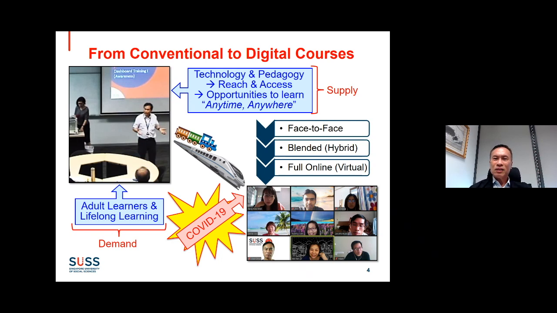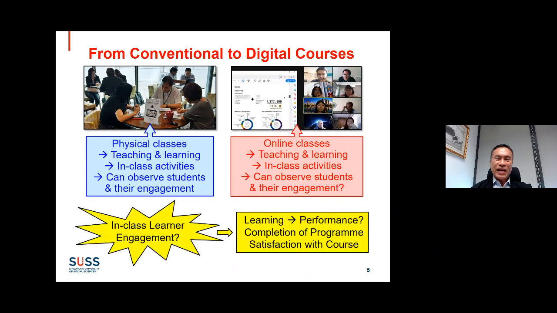So is there a difference? Are there consequences when we compare conventional courses to digital courses? Well, yes and no. If you look at the slides here, we can make comparisons of physical classes and online classes. We'll notice that for both kinds of classes, there can be teaching and learning, whether physical or virtual. There can be in-class activities. But the main difference and the main perception or complaint seems to center around learner or student engagement.